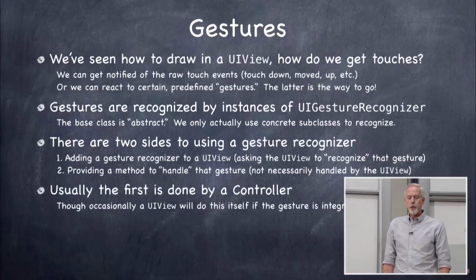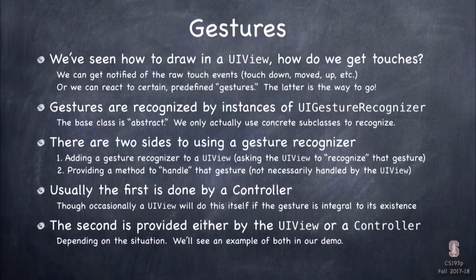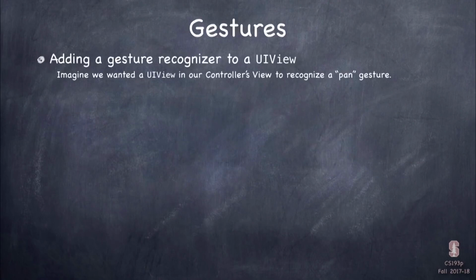So there's two parts. The first thing, asking a view to recognize a gesture, is surprisingly often done by the controller or in your storyboard, okay? That's how you add gestures, usually. Sometimes a view will add a gesture recognizer to itself if it's just totally inherent to what it does, like a scroll view will add pinching and panning gestures to itself because it's not even a scroll view without those gestures. But a lot of times it's a controller that does it. The second thing, the handling of the gesture, if it's something that affects the model, then the controller is going to handle it. If it's something that only affects the way things are viewed, then the view will often handle it directly. Okay, so we'll see examples of both of those in our little demo.